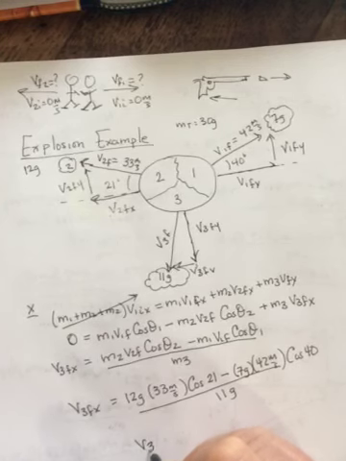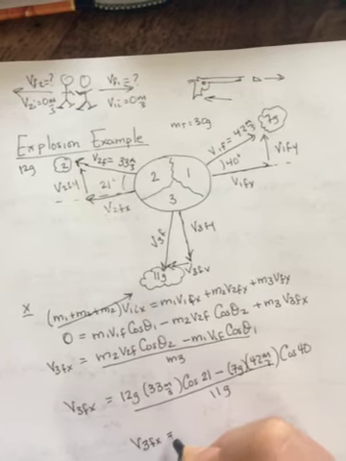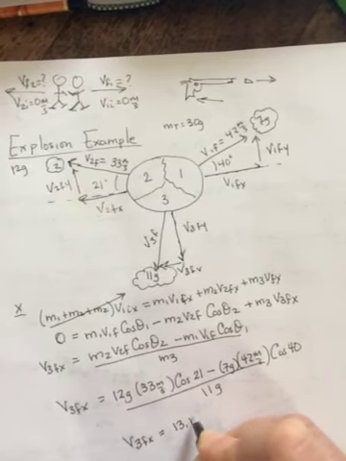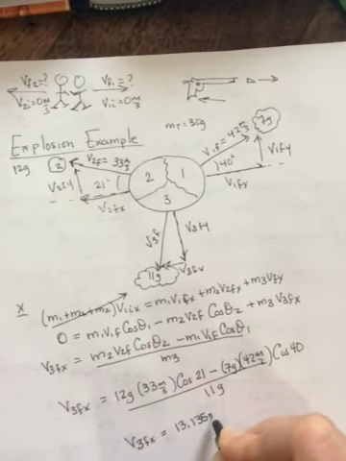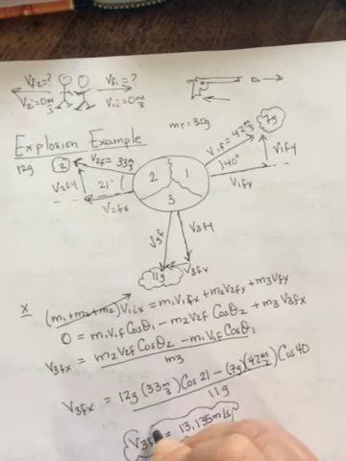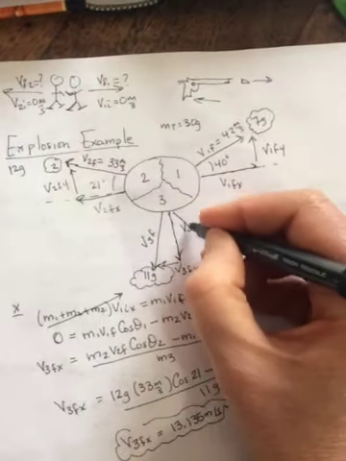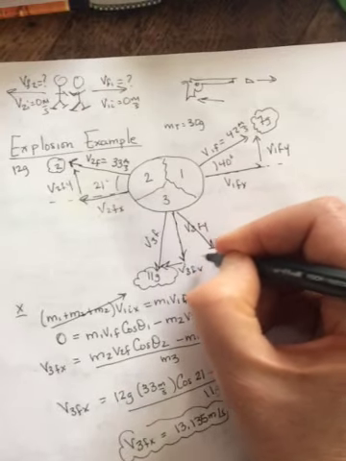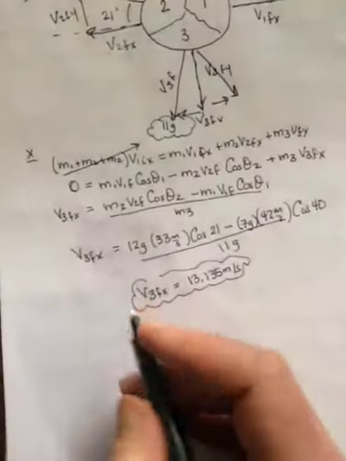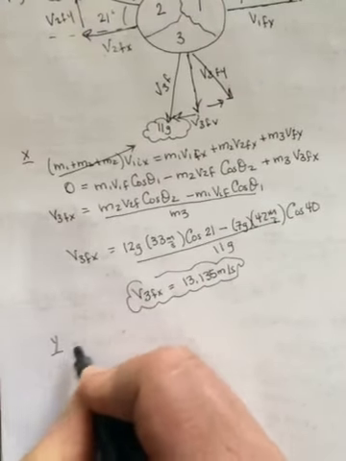So V3Fx is equal to 13.135 meters per second. So this is my x component, and it works out to be positive, which means really it's going this way. Okay, so the way I drew it up there wasn't accurate. All right, now we're ready for y.